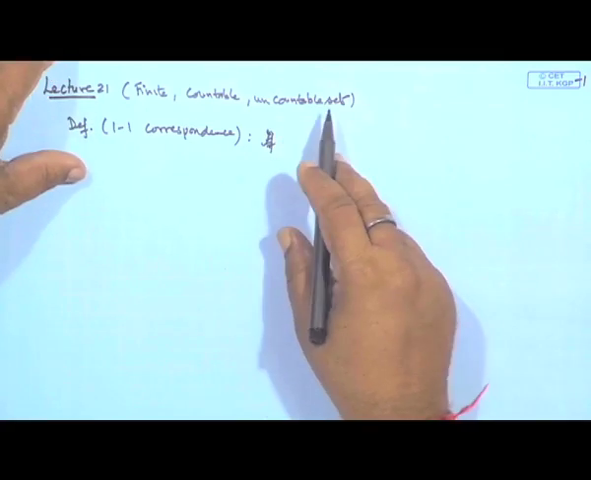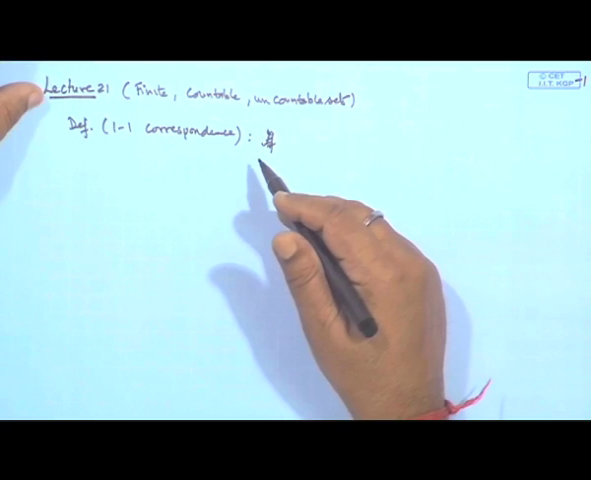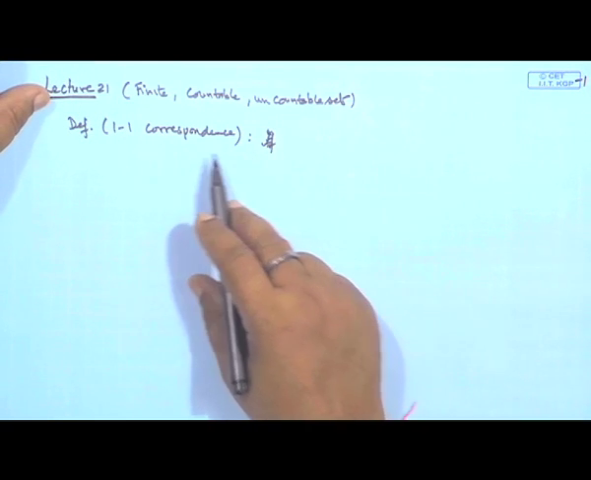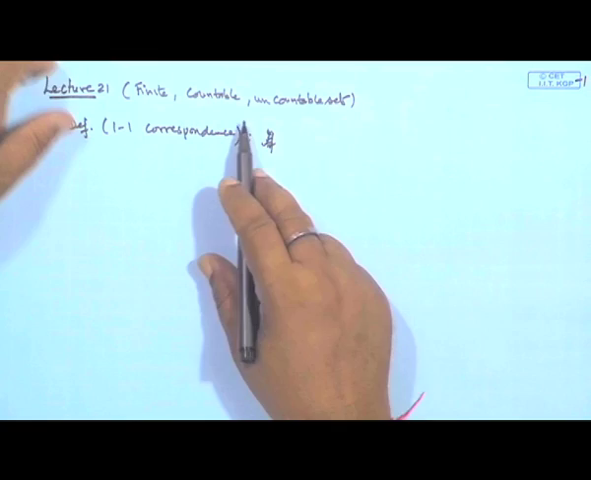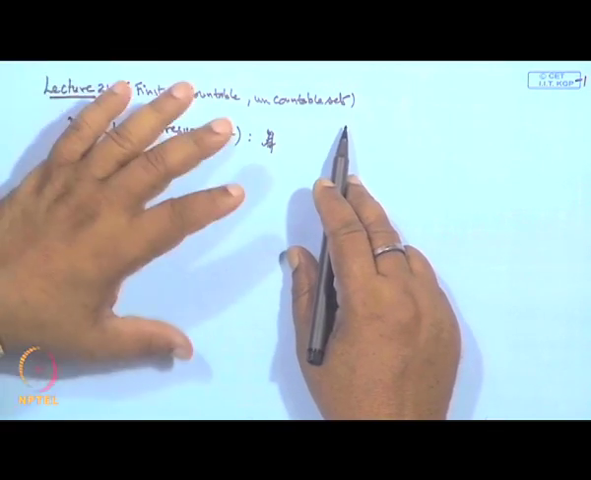Okay. So, today we will discuss the basic topology on the set of real numbers, and first we will discuss what is one-to-one correspondence, then we will go for the concept of countable and uncountable sets.